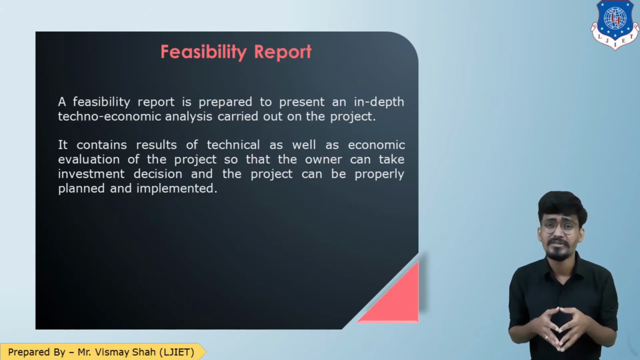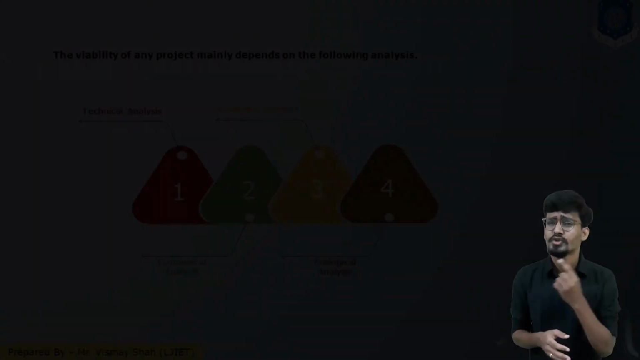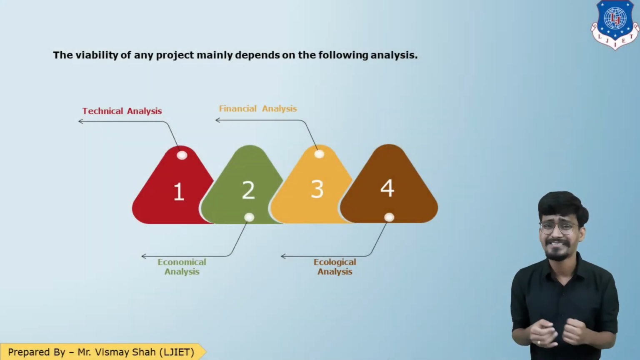Now, the feasibility report contains these 4 parts. What are they? Let us see. So mainly these 4 kinds of analysis are done. The first is technical analysis. The second is economical analysis. The third is financial analysis. And the last is ecological analysis. Technical, economical, financial, and ecological. Now, let us see each of them in detail.